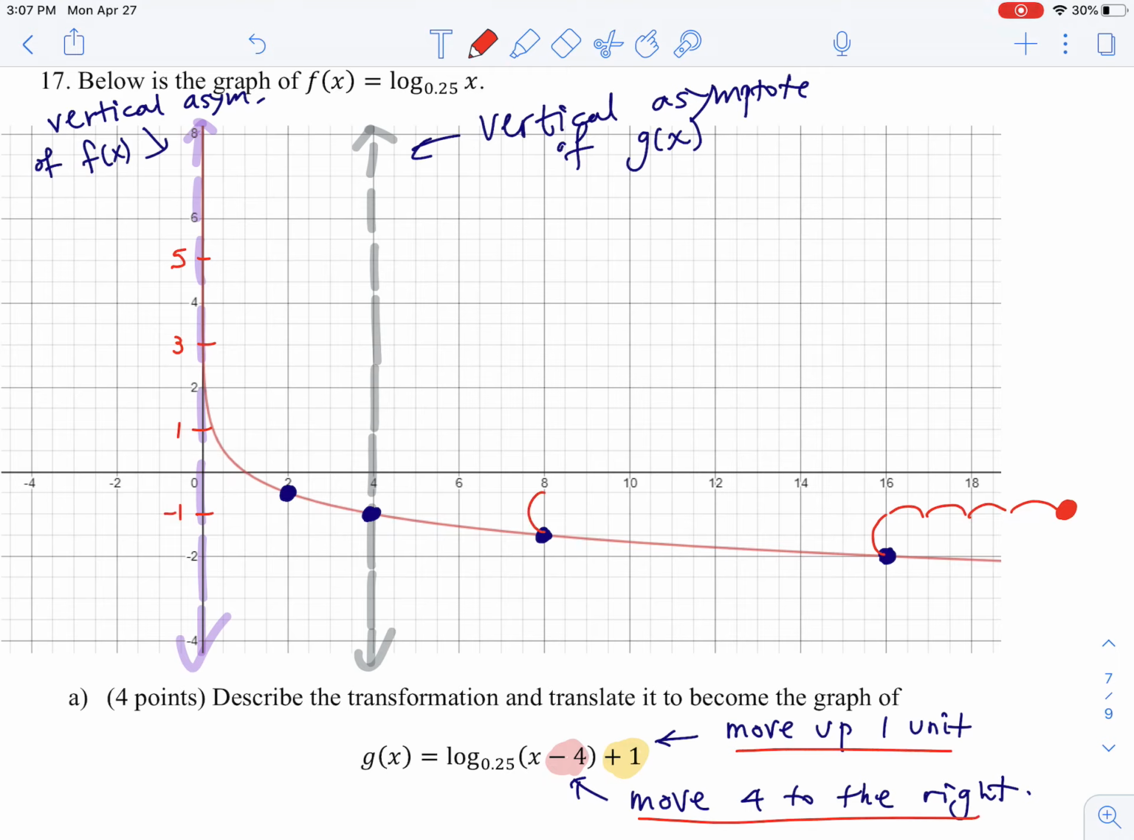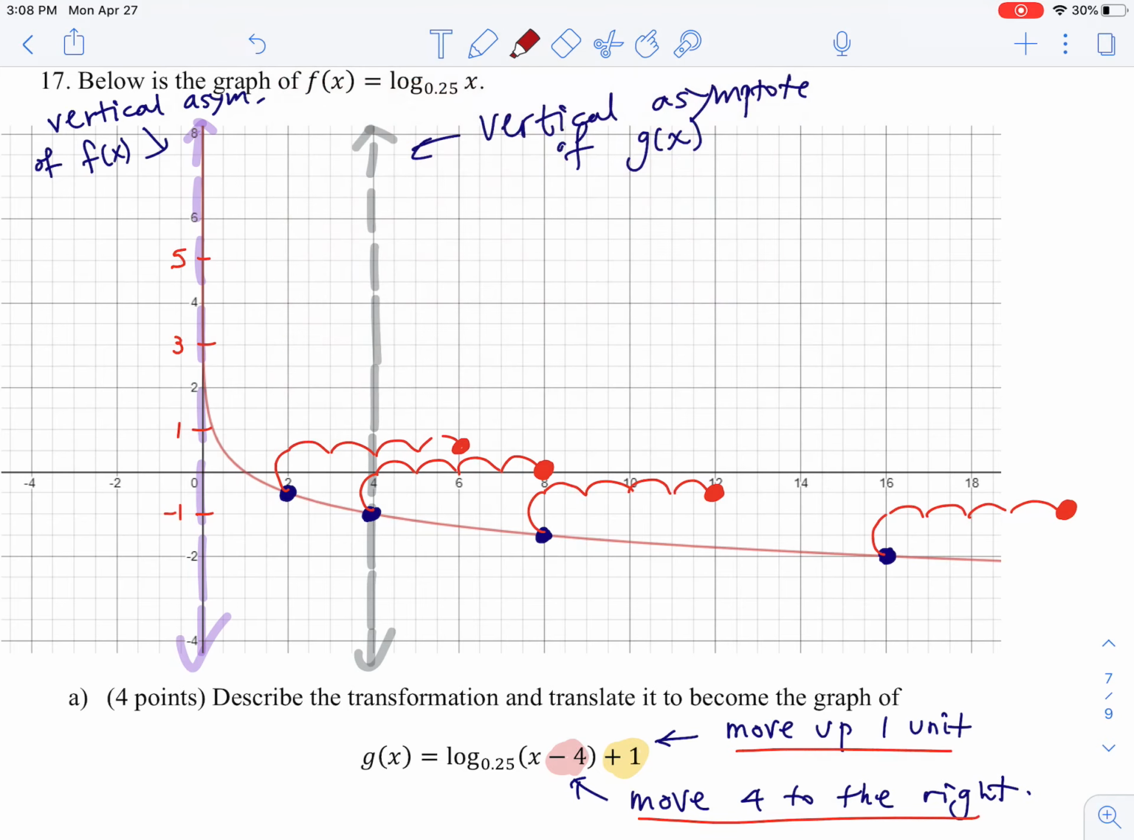Let me do the other one. Up 1, over 4: 1, 2, 3, 4. Here's my second point. Now, I'm sorry, the grid is not going up by 1, it's actually going up by a half. That was a little bit confusing, but that's okay. Next one, I'm going up 1, same thing. Up 1, over 4: 1, 2, 3, 4. So the new point is at 8, 0. And the last point, I'm moving this 1 up, 1, 2, 3, 4. So here it is.